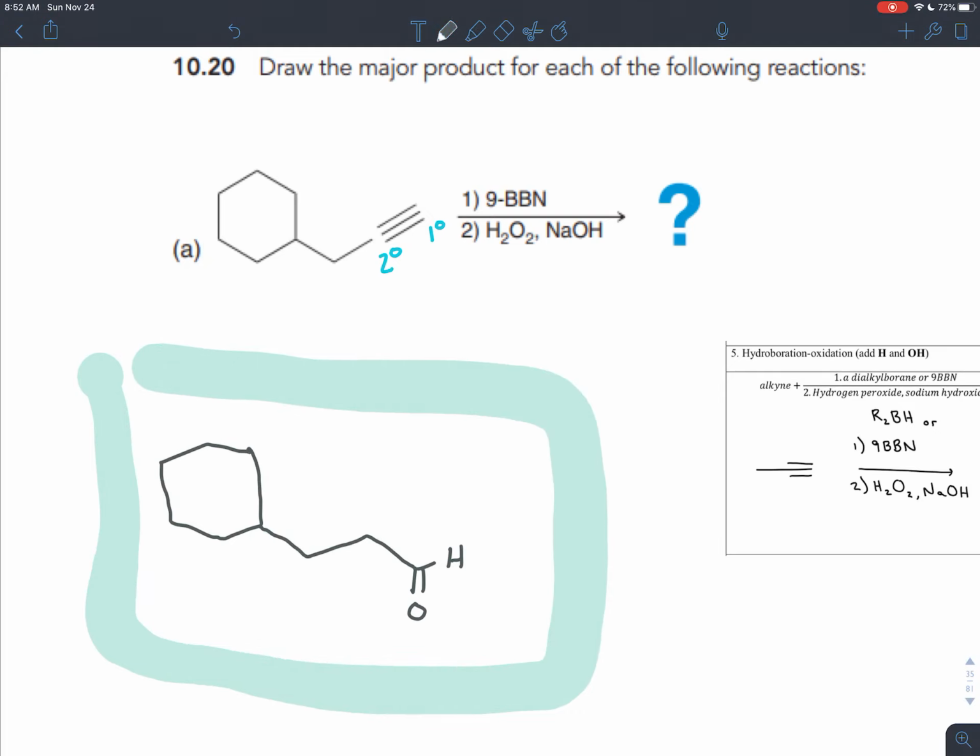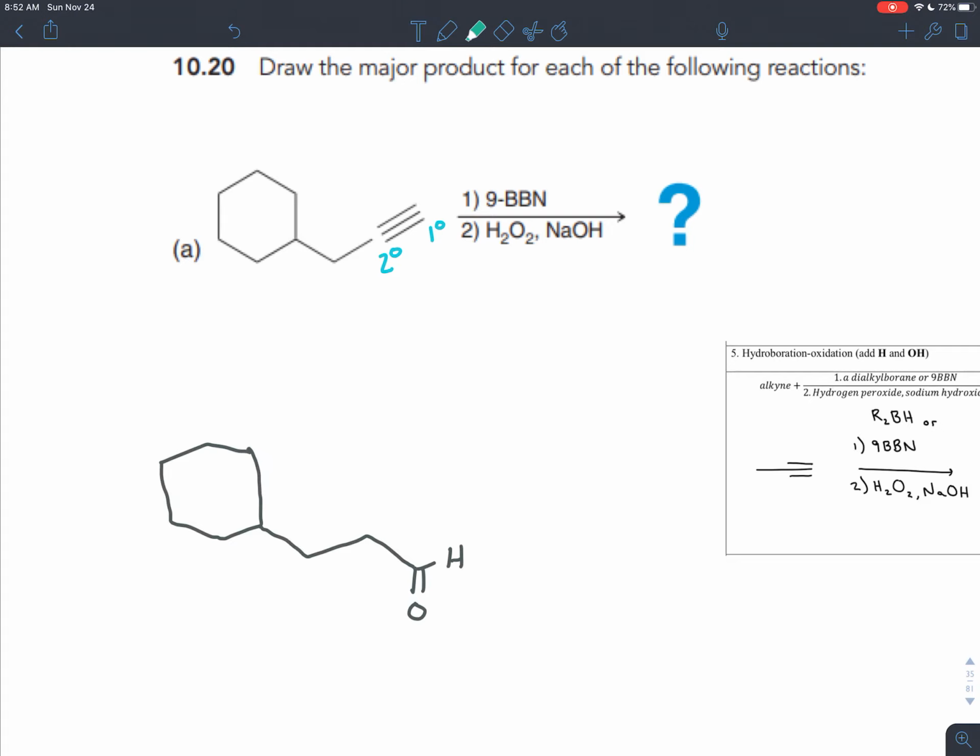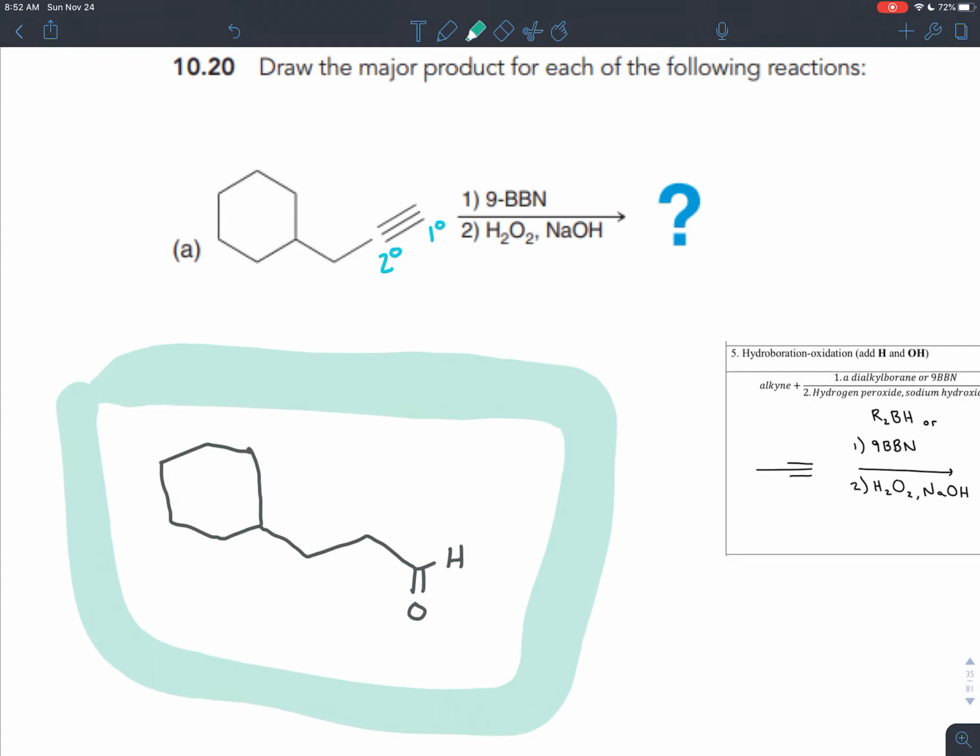First 9-BBN, then second as a second separate step. And don't forget to include these steps, because if you mix all this stuff together in one flask, it'll react with each other and not with the carbon chain. So first 9-BBN, second separately H2O2 and NaOH, hydrogen peroxide and sodium hydroxide, and you end up with this aldehyde.